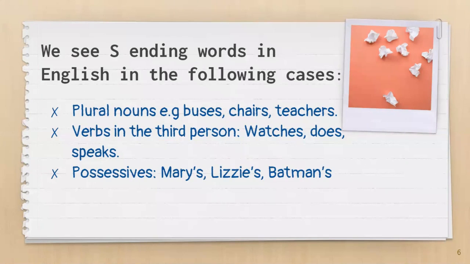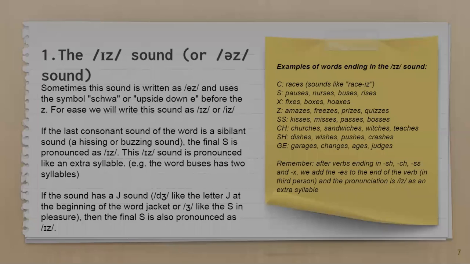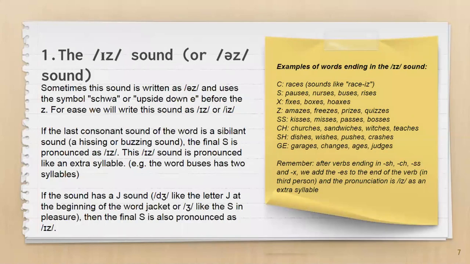Now, let's take a look at the sibilant sounds a little bit more in depth. To make this into a graphic, we tend to use the schwa, or the upside down E, before the S, but to just make your life simpler, we're going to graphic this as an IZ or S sound. Now, if we take a look at the consonant sounds in the words of a sibilant sound, remember a hissing or a buzzing sound, the final S is pronounced IZ. So this sound is pronounced like an extra syllable.